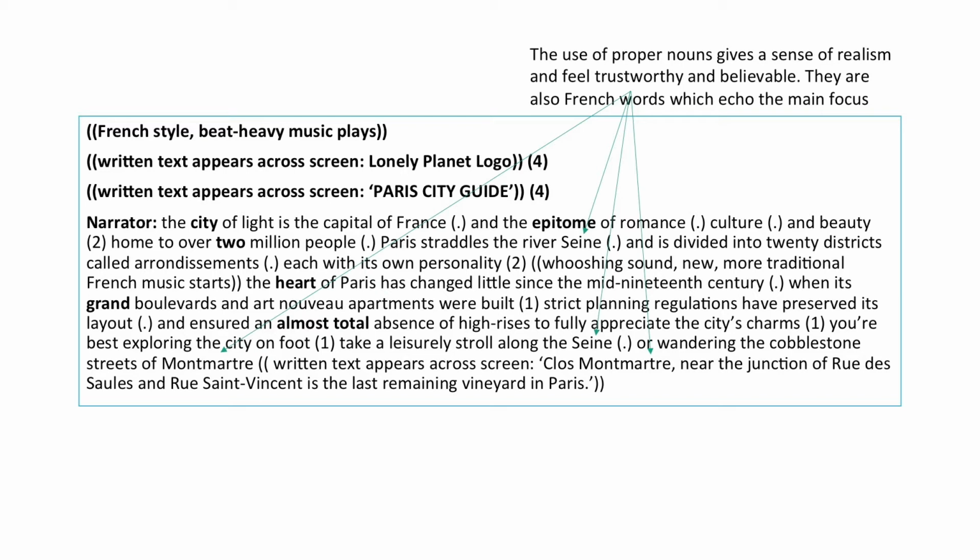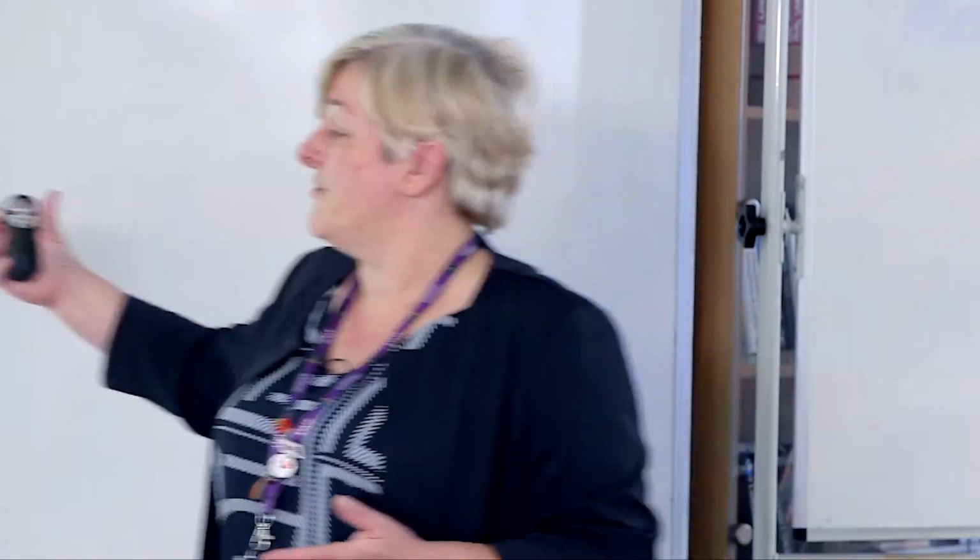And so we've got the Seine again, that's a proper noun, the name of the river. We've got cobblestone streets of Montmartre. We've also got Clos Montmartre and the junction, the Rue de Sol, and the road names as well. And so we're getting these proper nouns, making it feel like a real place to the reader. The other thing as well is that they are French words.